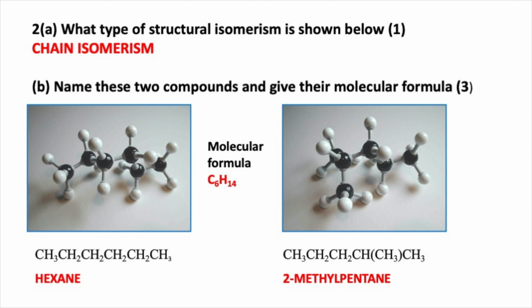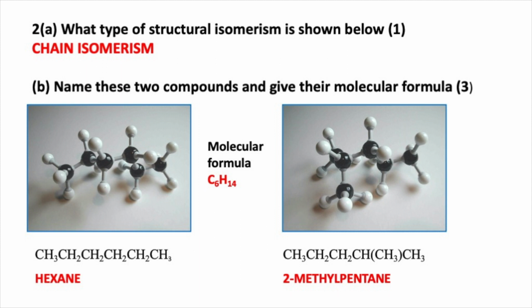So here's the answers to question 2. The type of structural isomerism that is shown below is chain isomerism. And this is because the two compounds that we have below are hexane and 2-methylpentane. Notice that they have different carbon skeletons, different carbon chains.